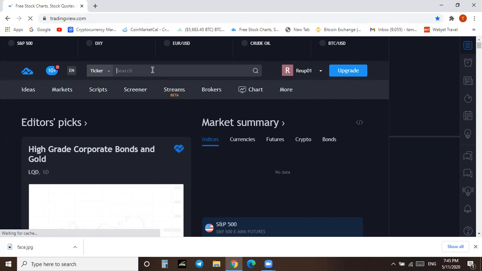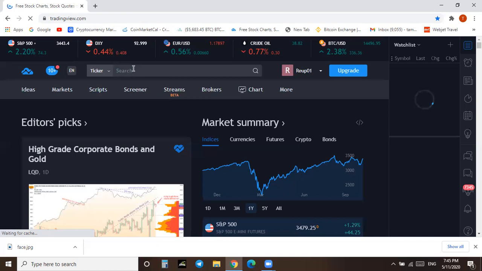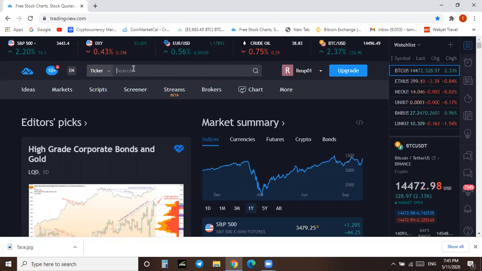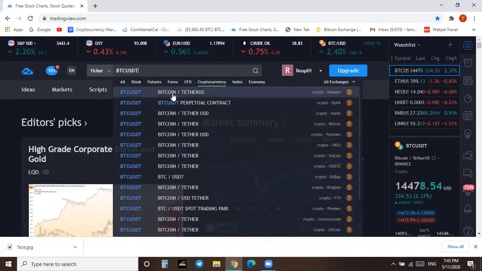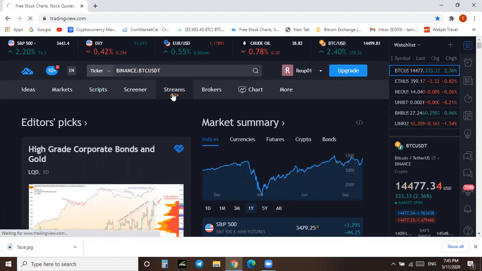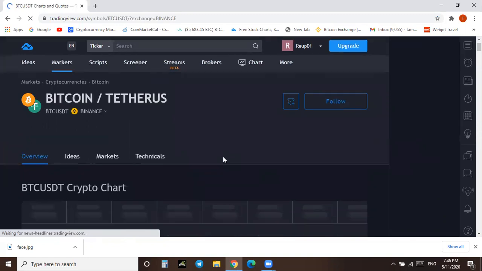Okay, so here we are on the main page. And over here, you see the word ticker. That is pretty much a fancy word for saying, what do you want to look at? So for crypto's sake, let's go BTC, that's Bitcoin, USDT, that's crypto US dollar. Easiest way to explain it. So when you click enter, it sets up a little overview of Bitcoin versus the US dollar.